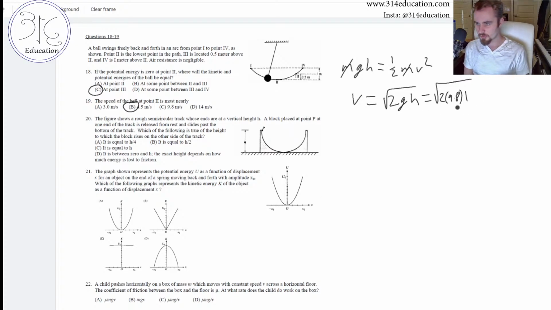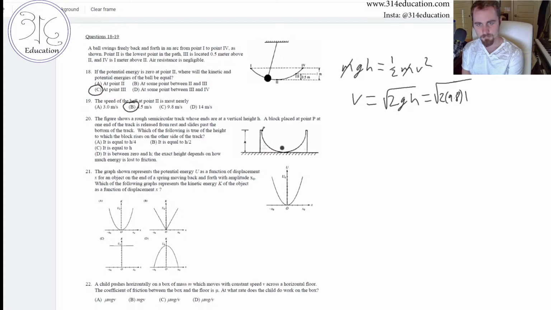Yeah, and so this approach is what we wanted to do. Just me eyeballing it wasn't as accurate as we would have hoped. Looking at 20, the figure shows a rough semicircular track whose ends are at a vertical height h. So we've got a little kind of half-pipe action here. A block placed at point P at one end of the track is released from rest and slides past the bottom of the track. Which of the following is true of the height to which the block rises on the other side of the track?